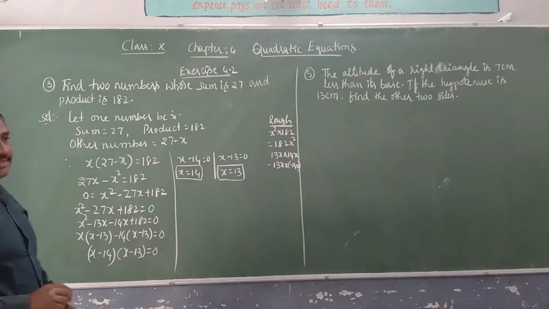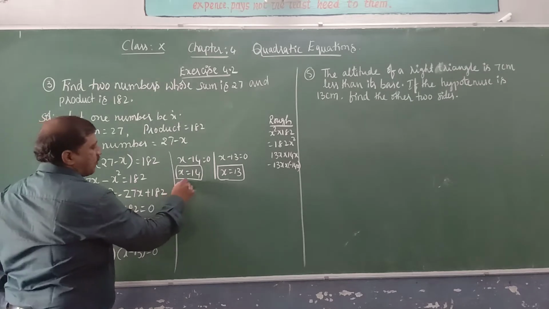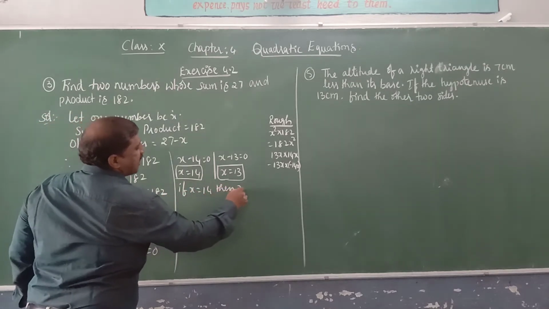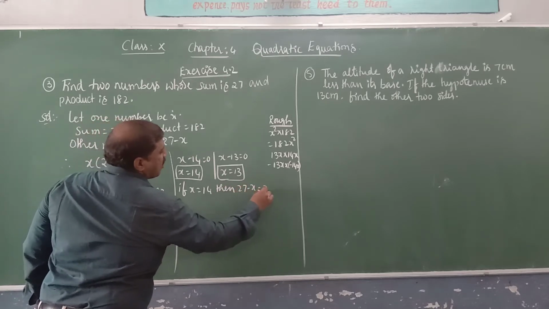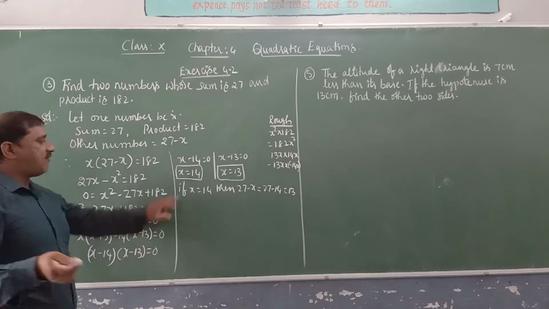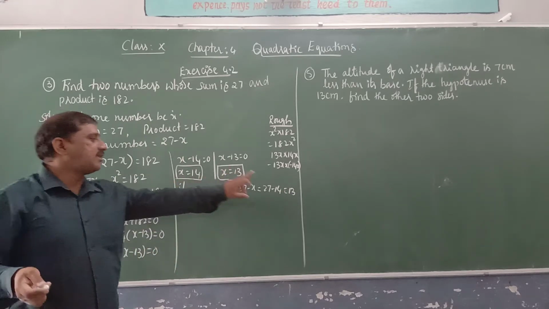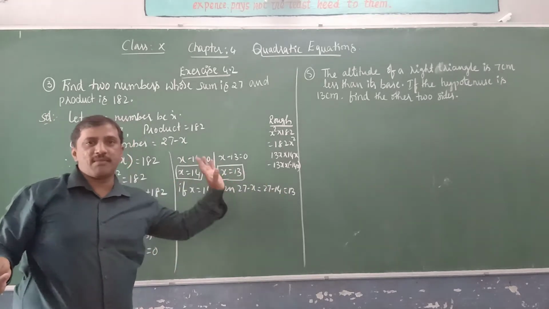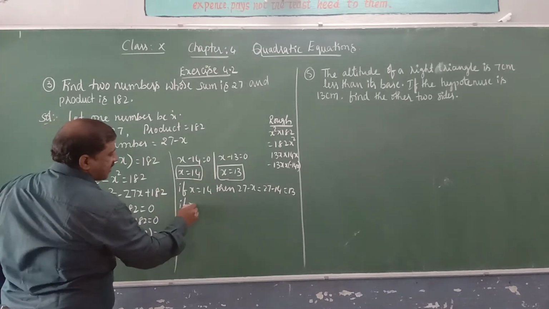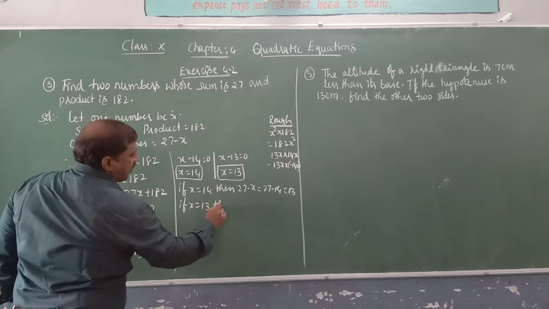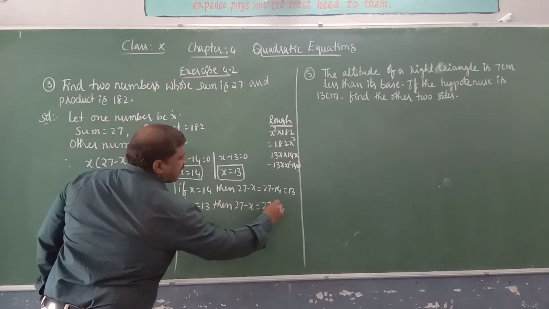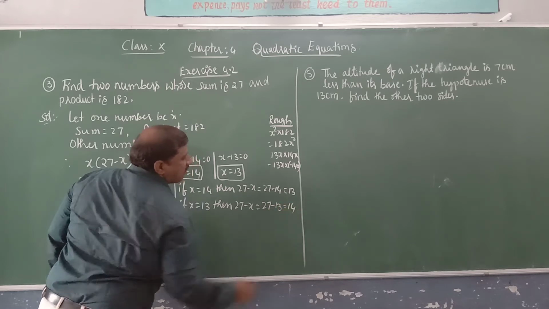27 minus x. So if x is equal to 14, then 27 minus x is equal to 27 minus 14, that is 13. So if one number is 14, the other number is 13. Similarly, if x is equal to 13, then 27 minus x is equal to 27 minus 13, which is equal to 14.